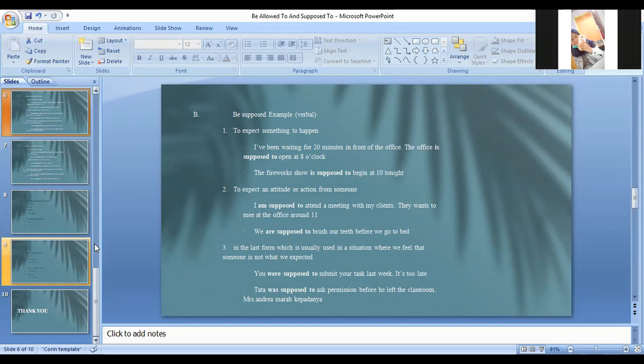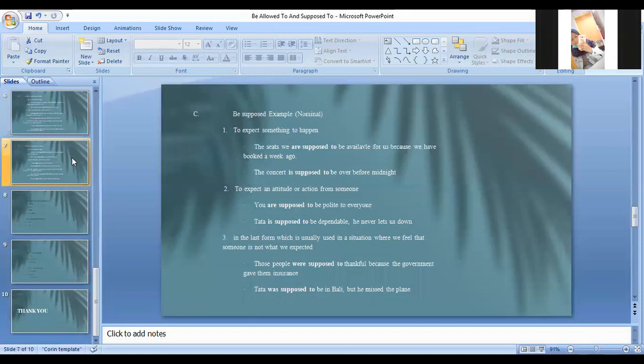Three, in the past form, which is usually used in a situation where we feel that someone is not what we expect. You were supposed to submit your task last week, it's too late. Tata was supposed to ask permission before he left the classroom. B. Supposed to example.